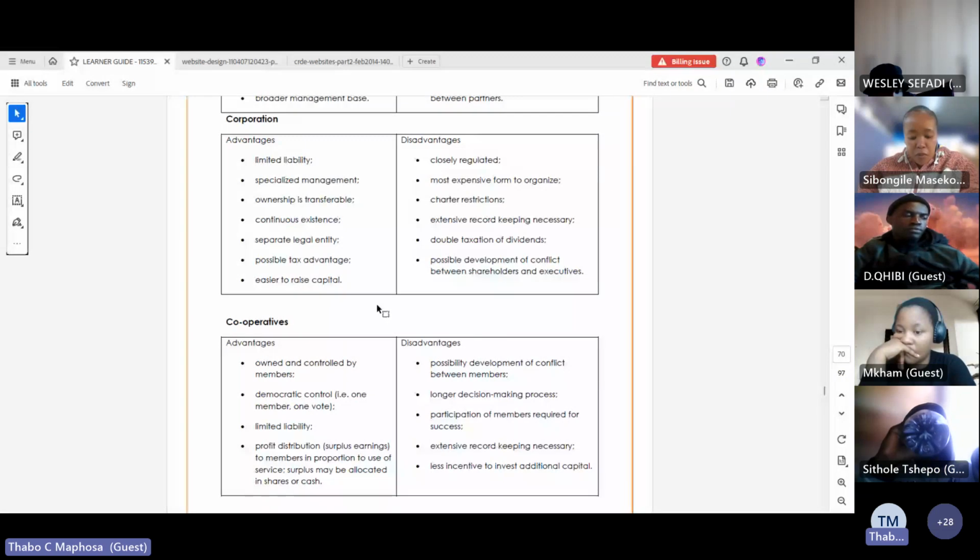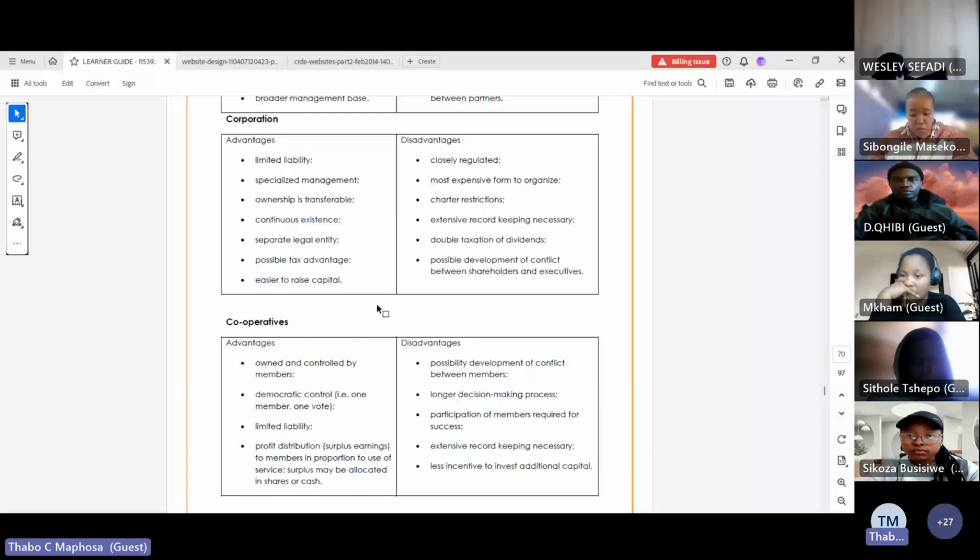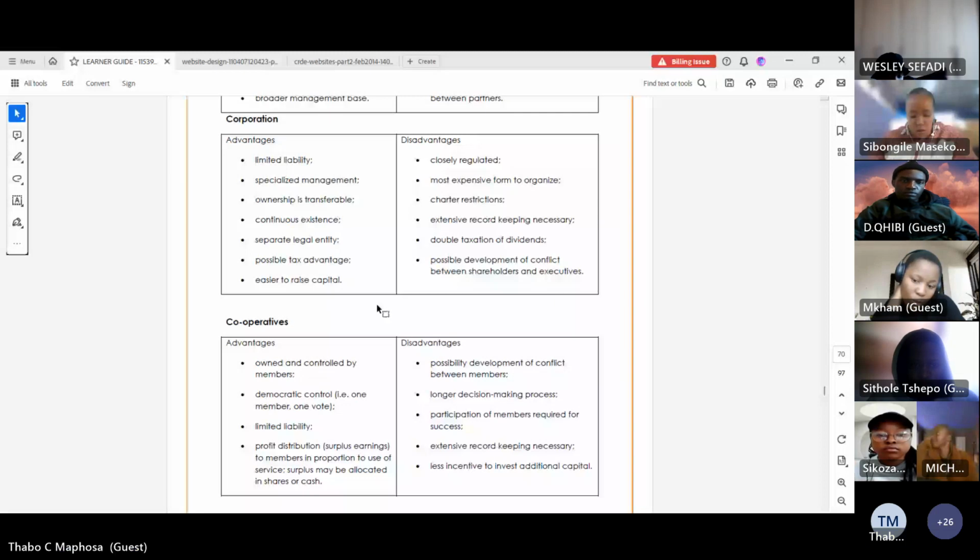And then it is very expensive to form and organize a corporation. There are also charter restrictions. So there's a document that actually restricts certain aspects of your business as to what you can do, how you sell your shares, how you buy your shares, how you do this and that. There's always that. And then extensive record keeping is necessary. You need to keep proper records, hence I spoke about the auditors there. So when auditors are coming, they need to see that proper record keeping. Otherwise, it's going to be a problem.